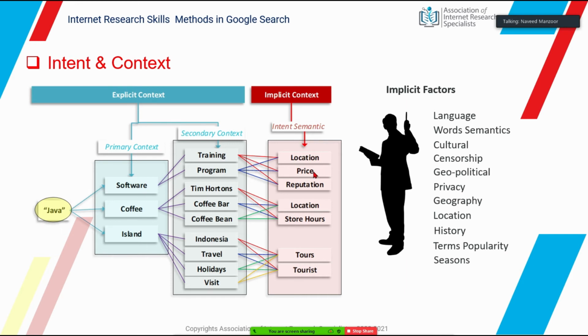It has more to do with marketing. The search engine would definitely like to bring those marketers or those sponsored ads that are talking about the training programs in Java software, and so the prices would start showing up. The reputation, all these are combinations of different possibilities that the search engine would think of as implicit context, and impose it on your explicit context that involves these wordings: Java software training or Java software program. Similarly with coffee and so on.